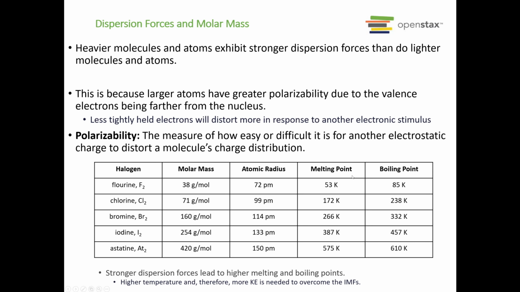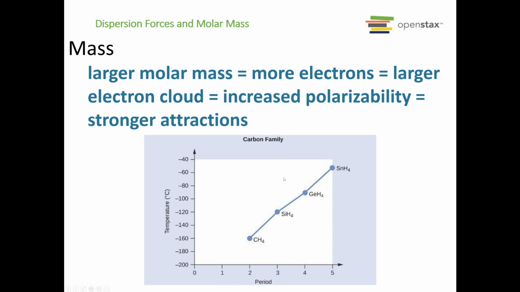The one way we can compare molecules using the intermolecular forces and dispersion forces is by boiling point. If the boiling point is higher, that means it requires more energy to break apart those intermolecular forces. Same thing for melting point. It requires more energy to break apart the solid bonds to make them into more liquid. So keep that in mind as we go on. The boiling point is going to be the trend. For mass, larger molar mass means you have more electrons, a larger electron cloud, increased polarizability, stronger attractions.